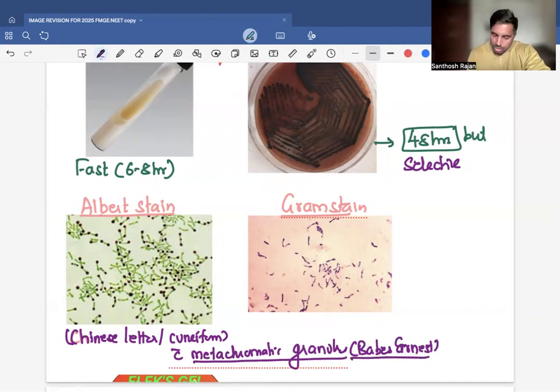Same way here also, in the Gram stain it will be gram positive. You know, this comes in the McDonald's, so MACD, D for diphtheria. It is a gram positive bacilli. That's all. Okay, this is for diphtheria.